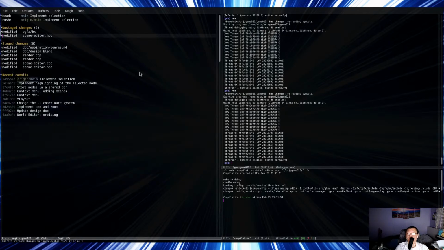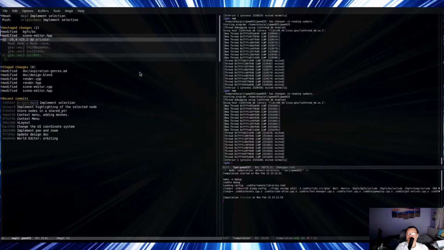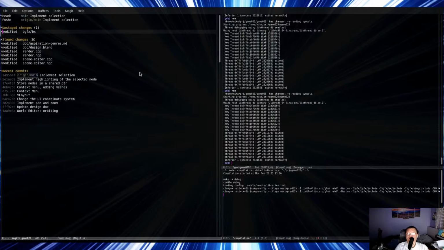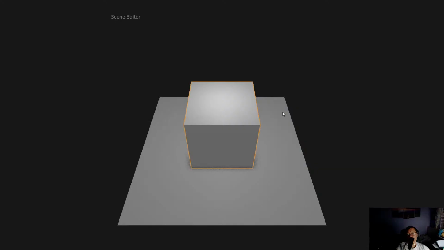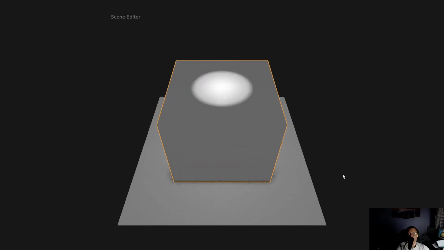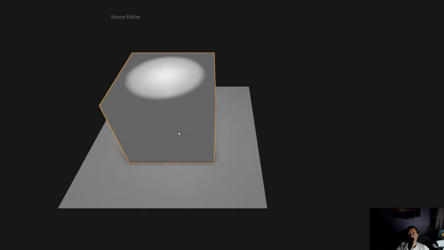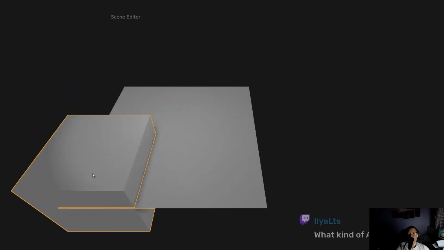Rotation is a bit interesting. I don't exactly know how to implement it. Anyways, it doesn't do anything. Scale is working. Moving is working.